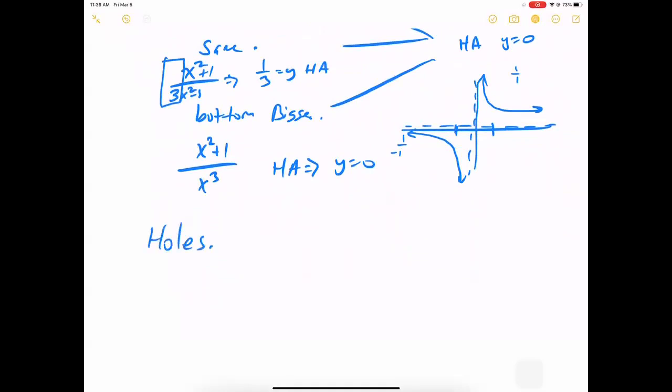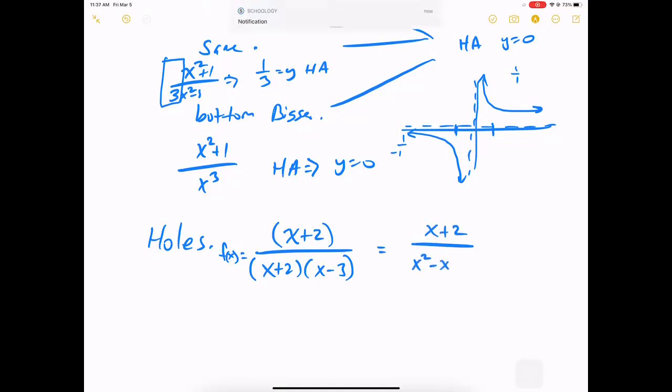And a hole is demonstrated by this simple fraction. Say x plus 2 over (x plus 2)(x minus 3). So f of x is equal to x plus 2 over (x plus 2)(x minus 3), or in the multiplied out version, x plus 2 over x squared minus x minus 6. These are both the same statement. My issue is, looking here, you'll notice that x plus 2 and x plus 2 are the same exact factor. They're exactly the same thing.